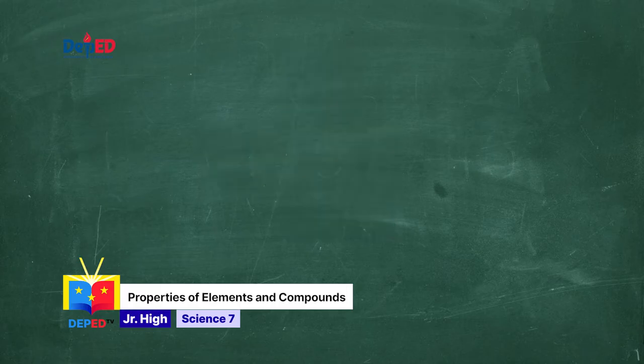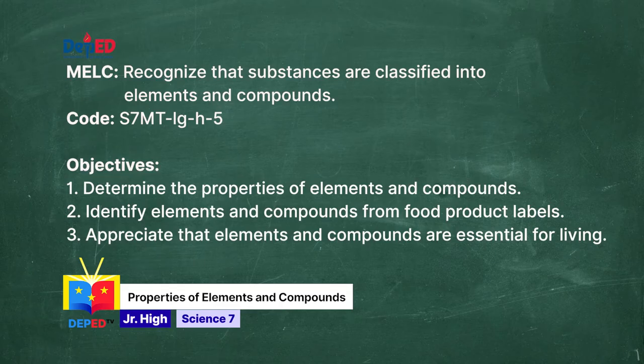Job well done. Here are the learning objectives for today's lesson. Number 1. Determine the properties of elements and compounds. Number 2. Identify elements and compounds from food product labels. Number 3. Appreciate that elements and compounds are essential for living.